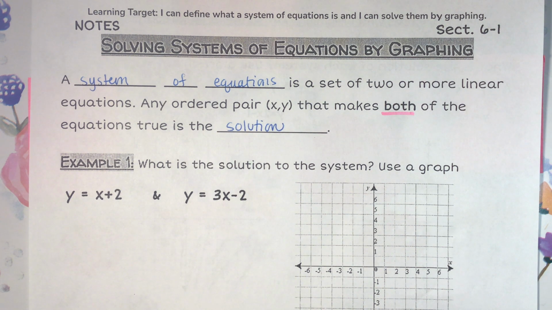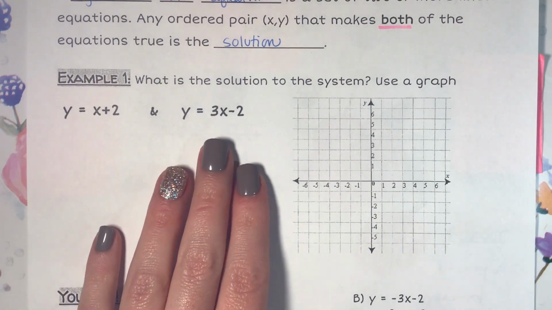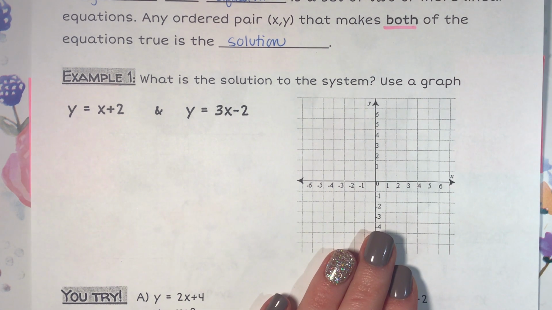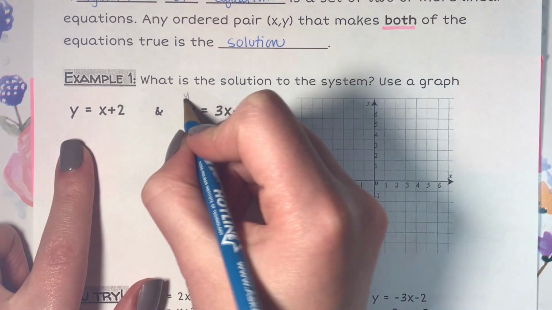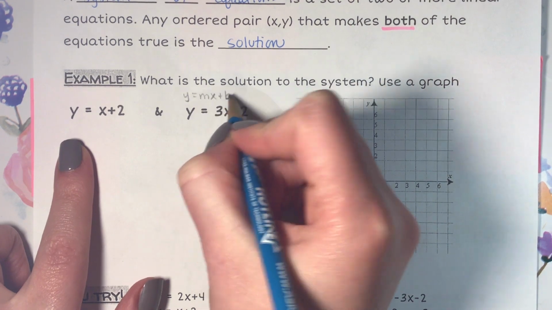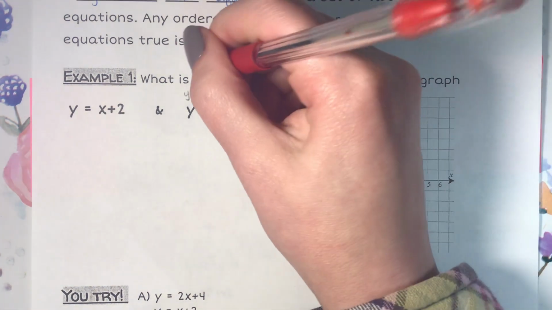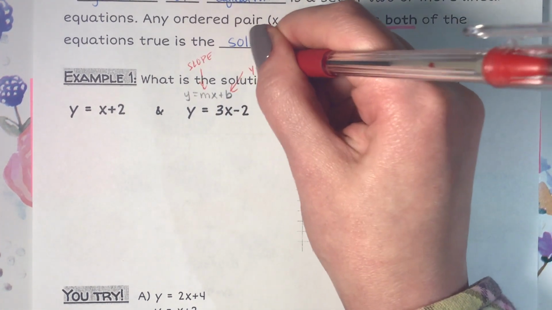So in example 1, it says, what is the solution to the system? Use a graph. All we're going to do is use our equations and graph them on our coordinate plane first. So these are in slope-intercept form. Let me remind you what that is. That is y equals mx plus b. When something is in y equals mx plus b form, the m is the slope and the b is the y-intercept.